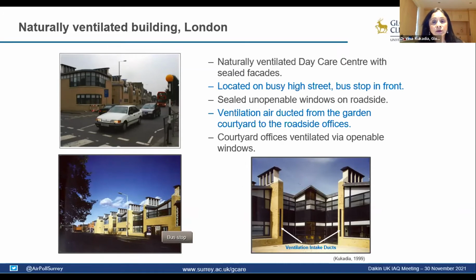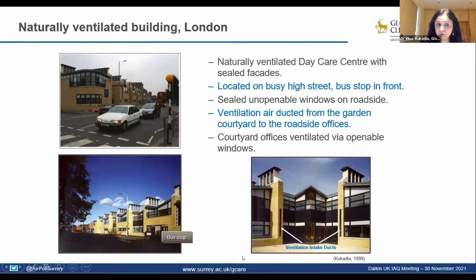The sealed, unopenable windows on the roadside, but the ventilation comes from the garden courtyard side, which is shown in this picture here. So the courtyard offices are ventilated via openable windows on this side, but these are the ventilation intake ducts for ventilation of the offices on the other side, the roadside side of the building.